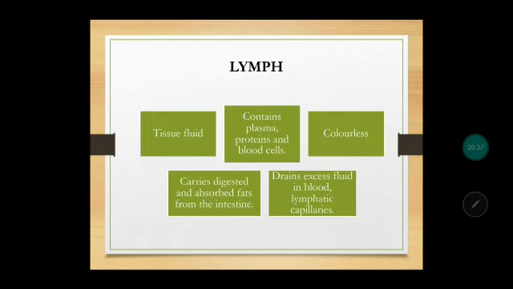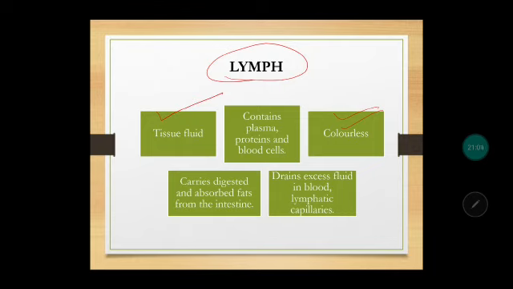Lastly, there is a fluid which is called lymph. Lymph is nothing but tissue fluid, fluid present in the tissues. It contains plasma, proteins and blood cells. Most importantly, it is colorless. So if somebody asks you what is the difference between blood and lymph, you can say blood is fluid connective tissue and lymph is tissue fluid. And moreover, lymph doesn't contain RBCs and it is colorless.